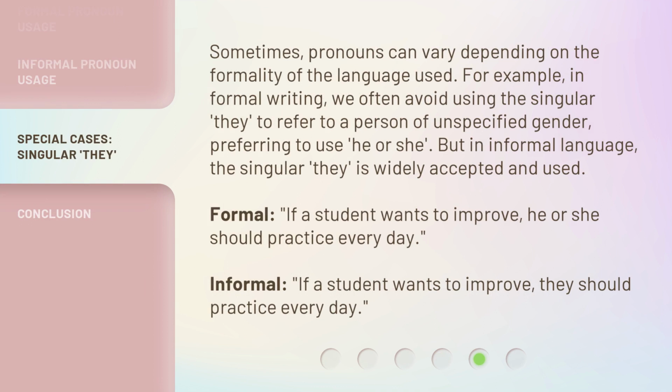Sometimes, pronouns can vary depending on the formality of the language used. For example, in formal writing, we often avoid using the singular "they" to refer to a person of unspecified gender, preferring to use "he or she." But in informal language, the singular "they" is widely accepted and used. Formal: If a student wants to improve, he or she should practice every day. Informal: If a student wants to improve, they should practice every day.